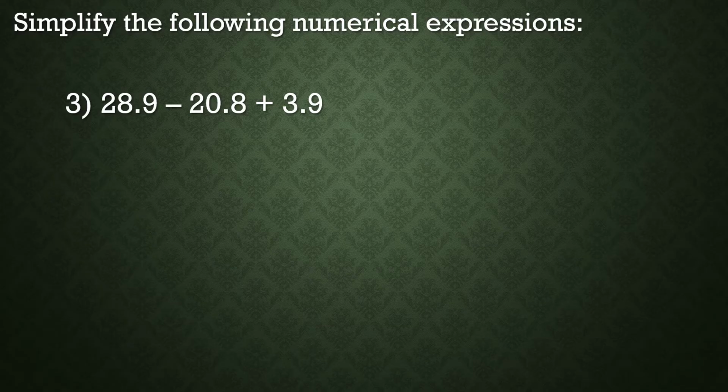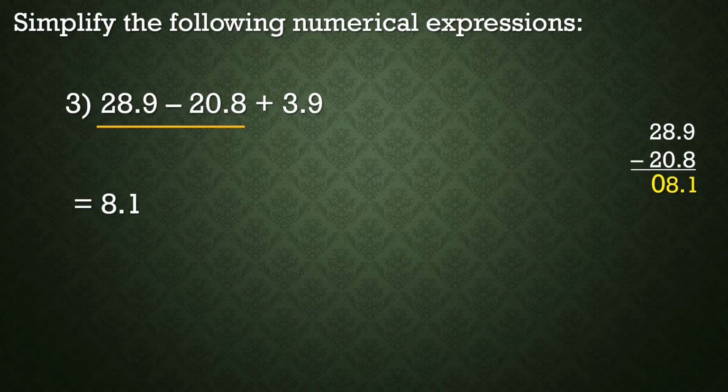Let us solve one more question. Question number 3. 28.9 minus 20.8 plus 3.9. Now tell me, according to DMAS, what we have to solve first? Subtraction or addition? Yes, subtraction, because according to DMAS, while moving from left to right, carry out addition or subtraction whichever comes first. Here we have subtraction, so do the subtraction. 28.9 minus 20.8, we get 8.1. Now we have 8.1 plus 3.9. Now do the addition, we get 12.0, that means 12.